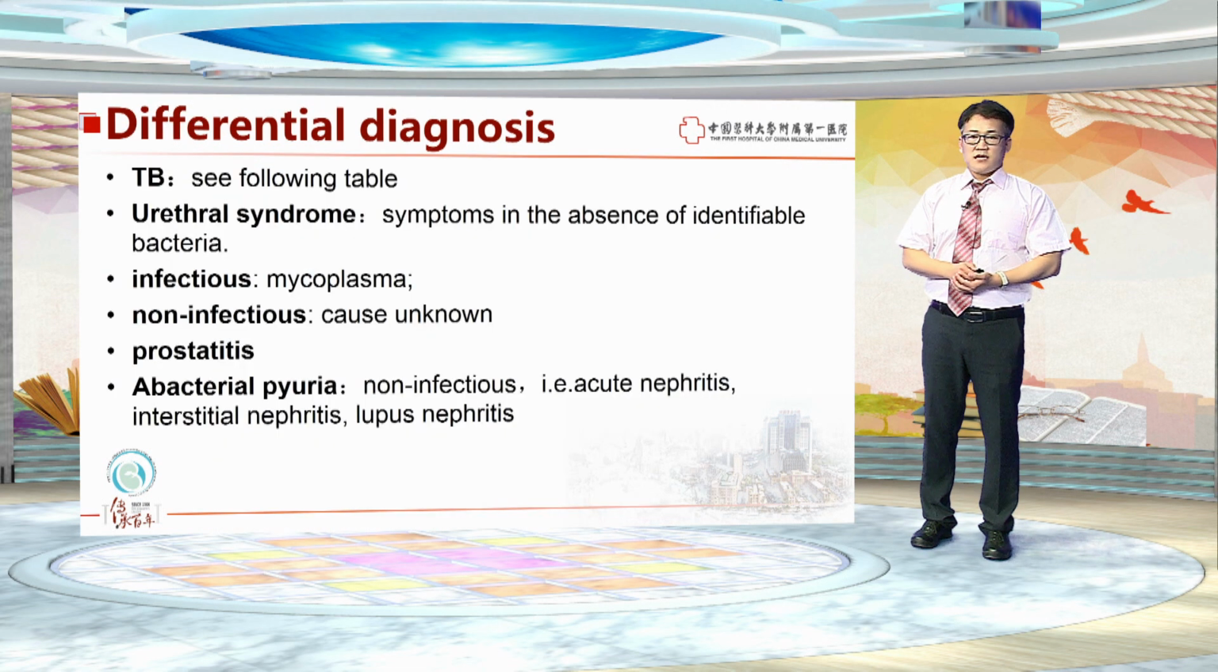Most cases are upper urinary tract infections. Differential diagnosis. Urinary tract infections are usually differentiated from the following diseases: tuberculosis, urethral syndrome, infections caused by other pathogens, prostatitis, and asymptomatic pyuria.